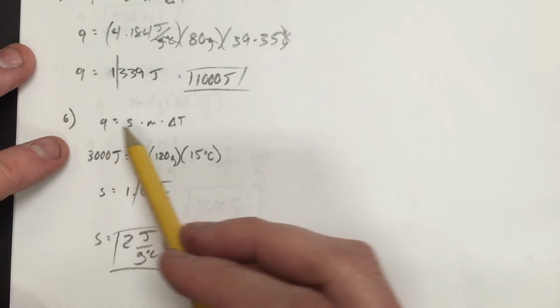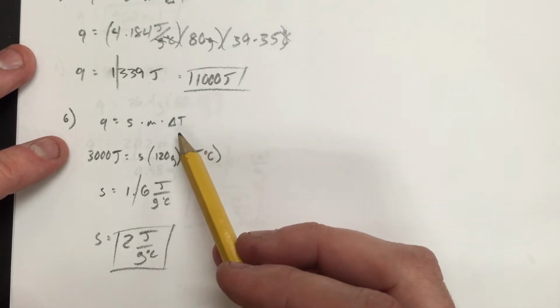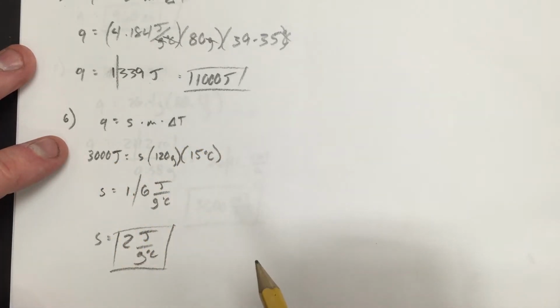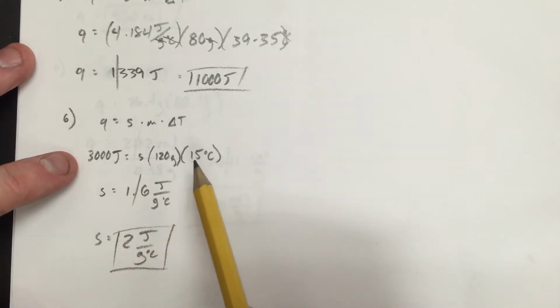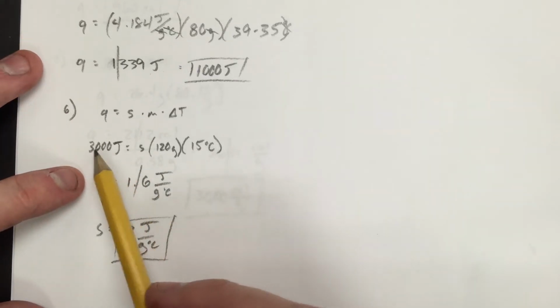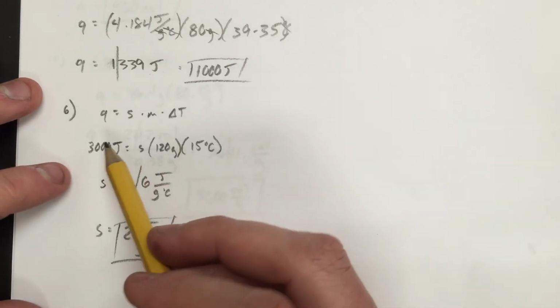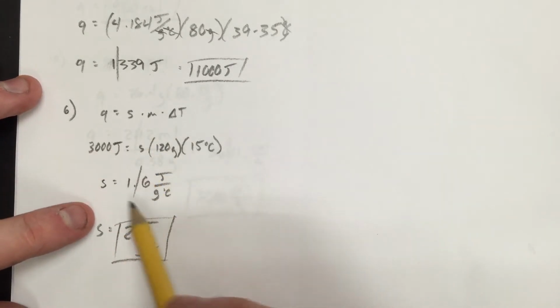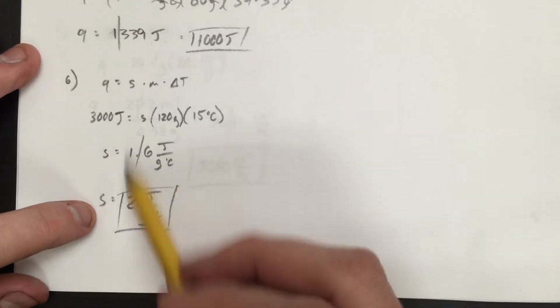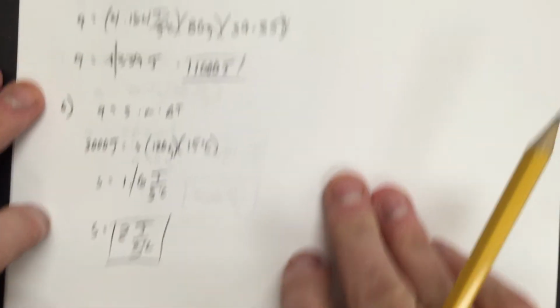For number 6, we have Q equals SmΔT as well. What's the specific heat capacity for a material that has 120 grams absorb 3,000 joules and increase the temperature from 10 to 25? So again, 3,000 only has 1 sig fig. I should probably go back and look at the sig figs for this. So we solve for S, and S is 1.6 joules per gram degree C, but that rounds to 1 sig fig, so that's 2 joules per gram degree C.